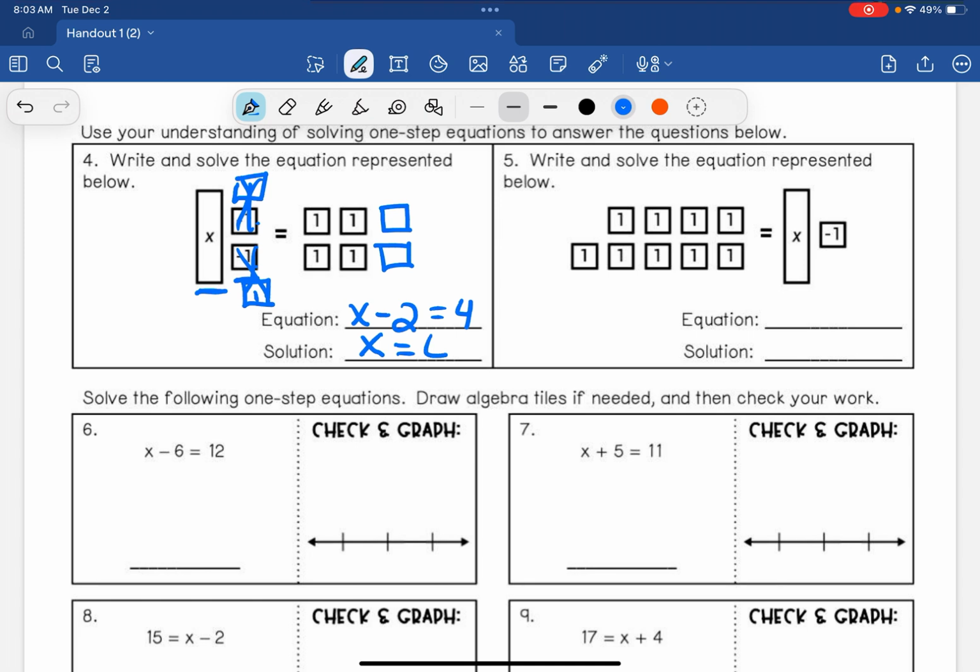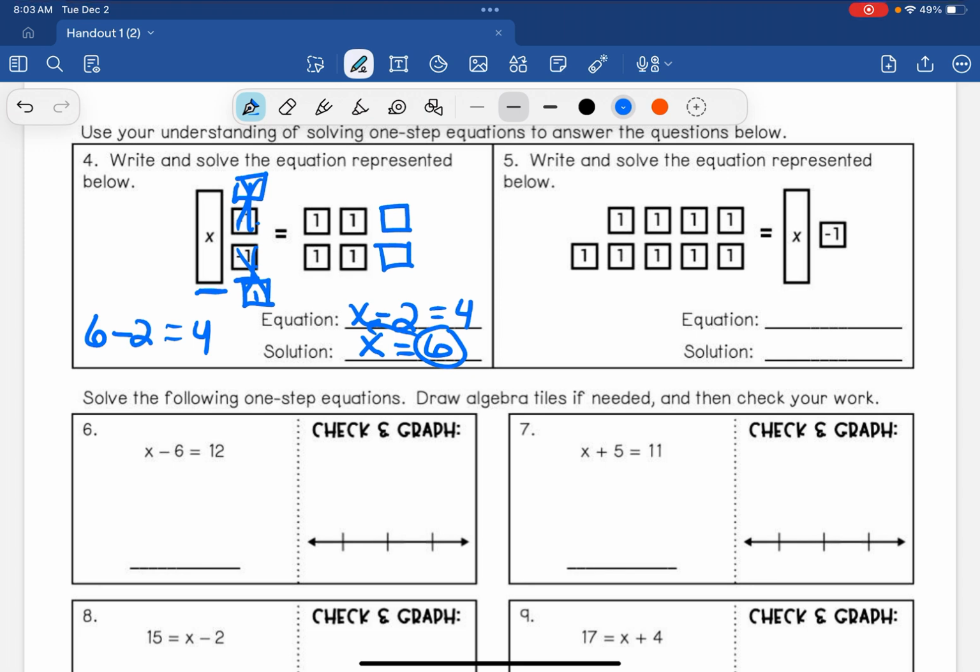So x equals 6. And again, I can check my answer by plugging that 6 in there. I'm going to do 6 minus 2 equals 4. And that does equal 4, so I know I did it correctly. All right. So let's go ahead here and take a look at our next one.